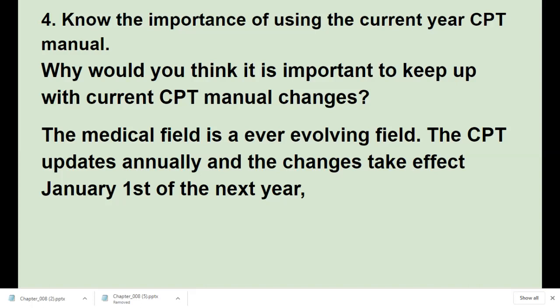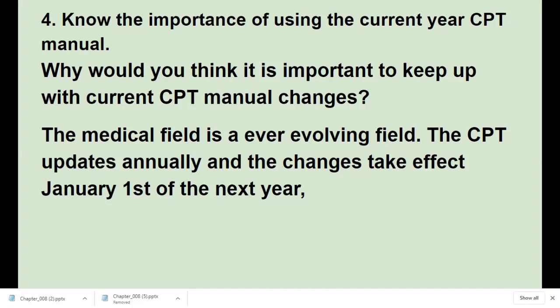Number 4, know the importance of using the current year CPT manual. Why would you think it is important to keep up with current CPT manual changes? Well, the medical field is ever evolving. The CPT updates annually and the changes take effect January 1st of the next year. That is so very important for you guys to remember.